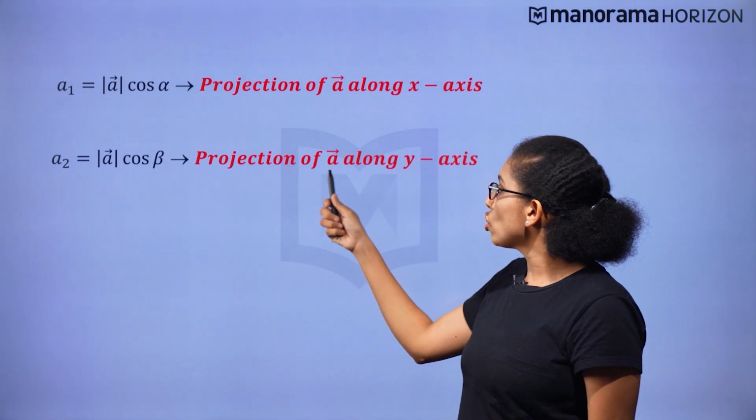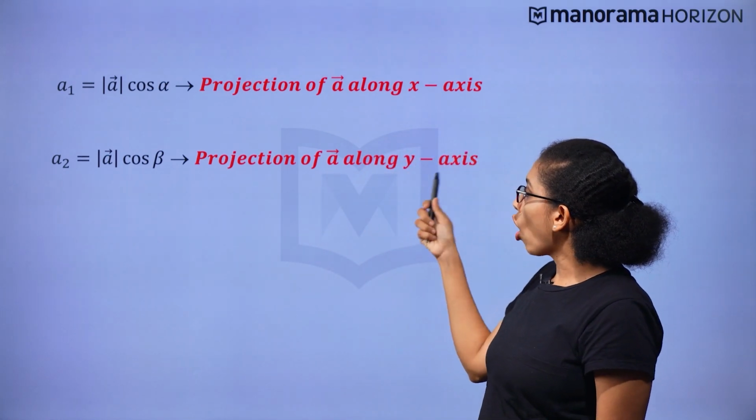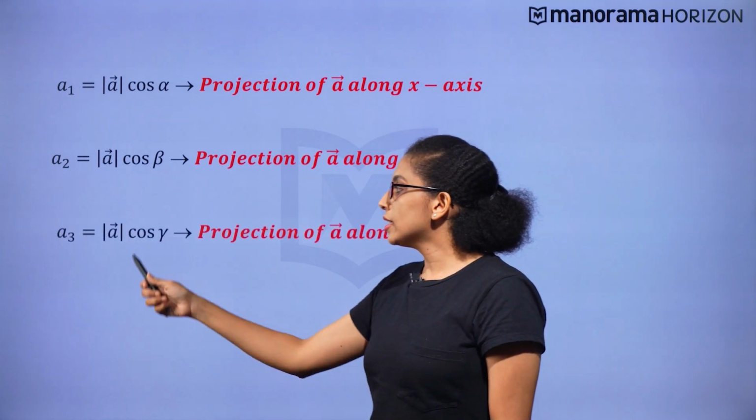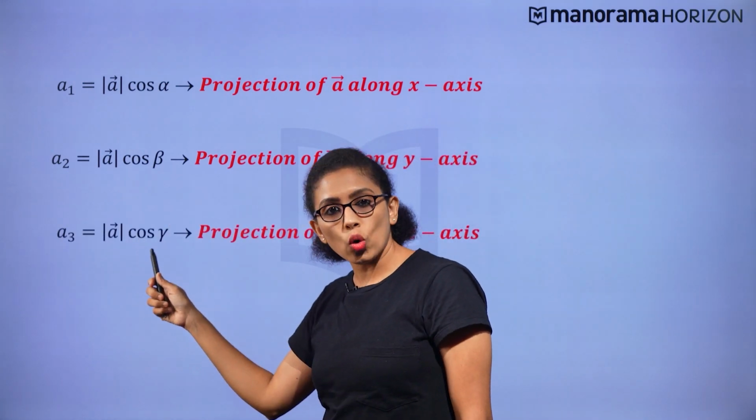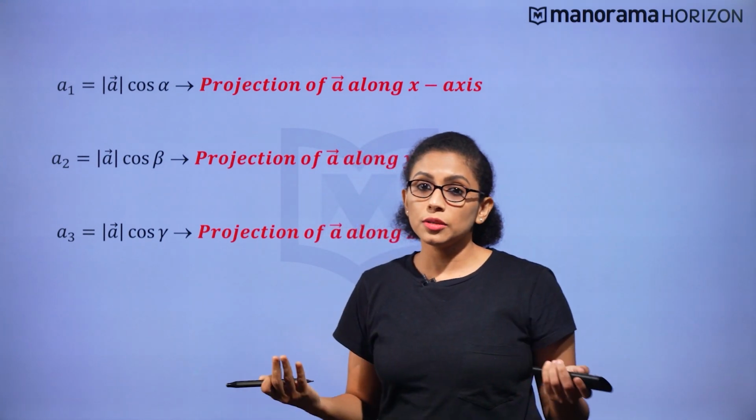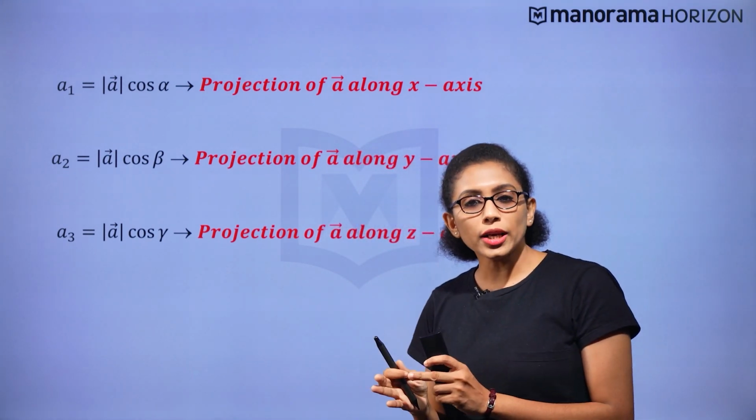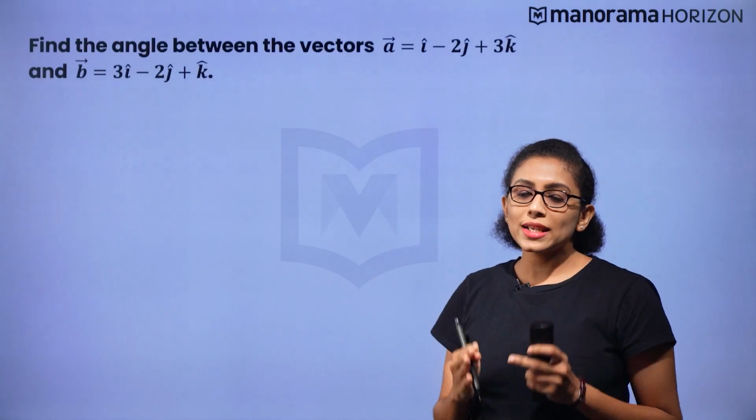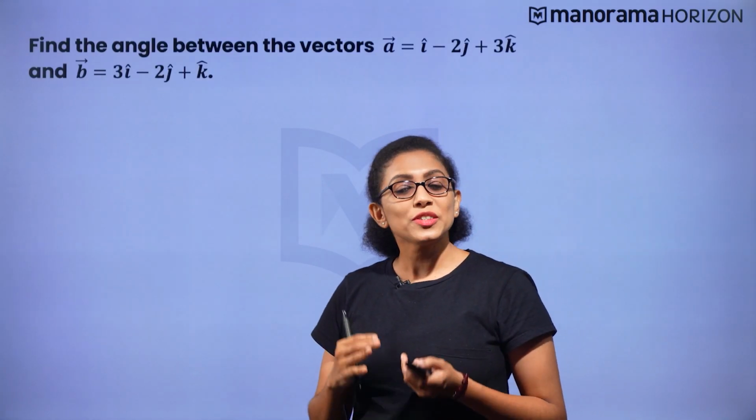So, this is a projection of vector A along the y-axis, and A3 is modulus of A into cos gamma, which is nothing but the projection of vector A along the z-axis. Let's see some examples to make these concepts more clear.